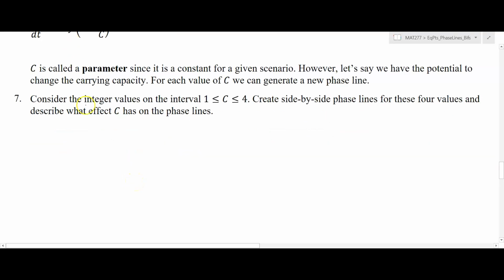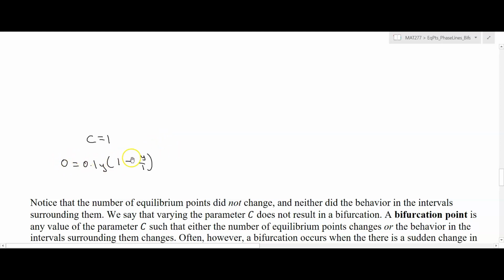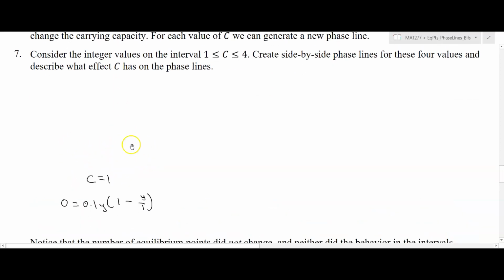So let's start off by doing an analysis for C equals 1. If C equals 1, and I'm going to draw my phase line right above here, I'm going to be looking at equilibrium points of 0.1y times (1 minus y over 1). To find the equilibrium points, there are a couple of ways you can do this. This one's factorable, but you could also graph the differential equation and look at the intersection points or the zeros of that function. So let me go ahead and do that in Desmos real quick.